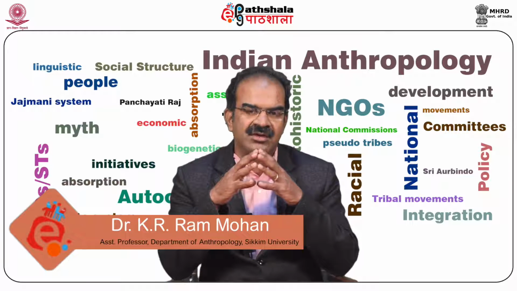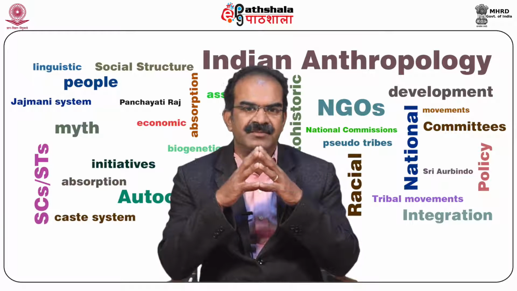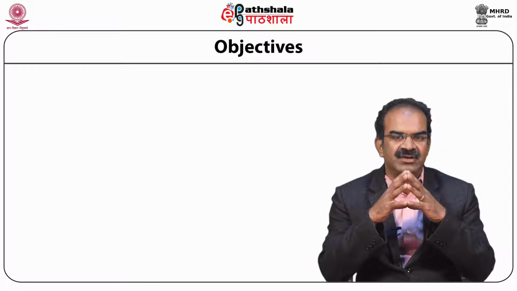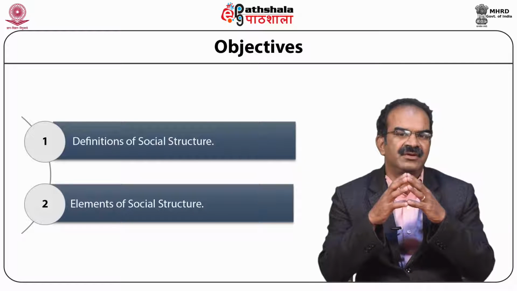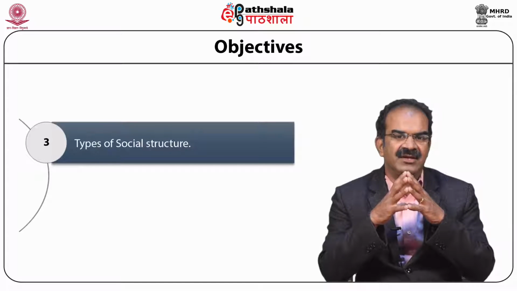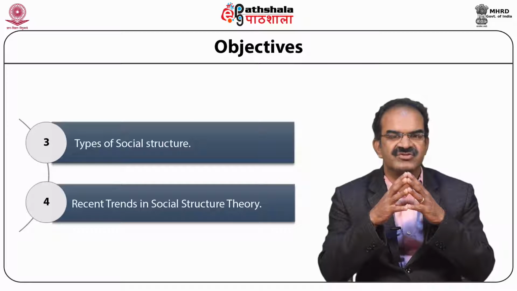Today we are going to talk about a module on social structure, and this module comes from the paper Indian Anthropology. So before we go into this module, let us see what the learning objectives and outcomes are. We will study the definitions of social structure and the different elements, or the constituent parts, of social structure and the types of social structure. Lastly, the students will learn the recent trends in social structure theory.